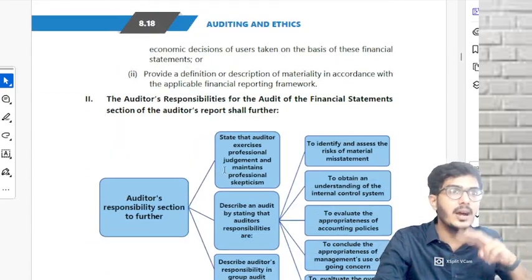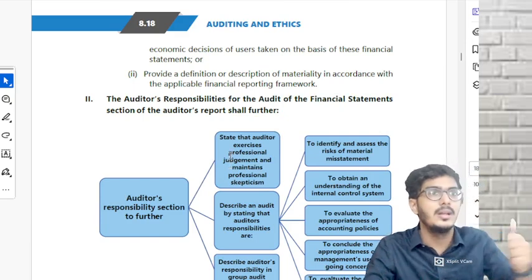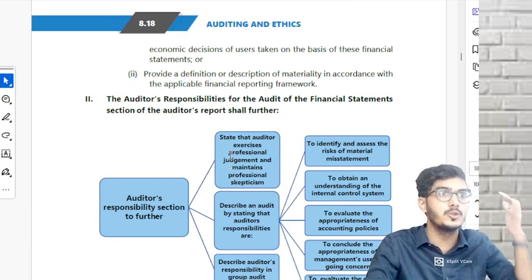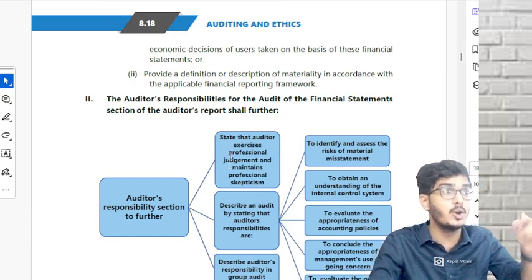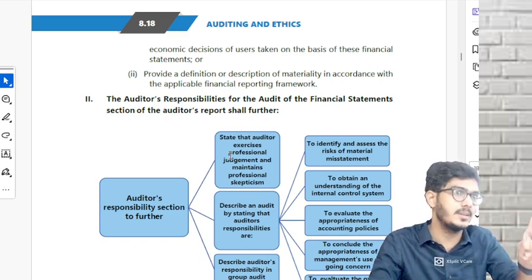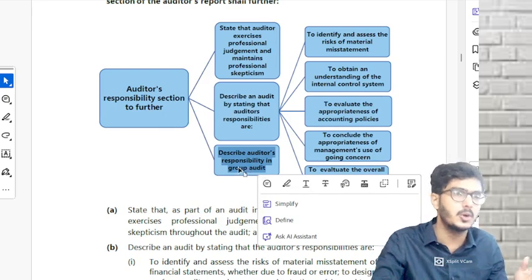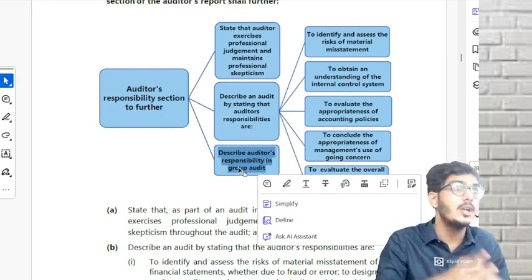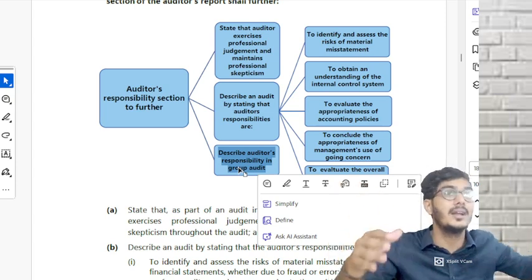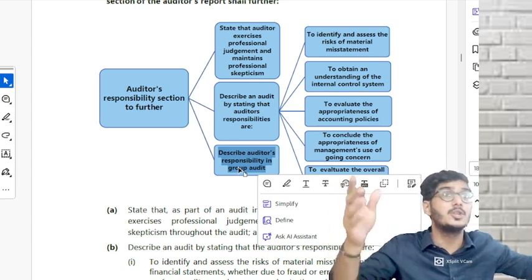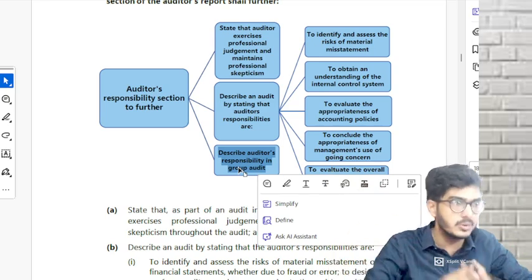Other than this, what are the other 2 responsibilities that you also know? Don't you think it is the auditor's responsibility to always use professional judgment? And second one, he always has to maintain professional skepticism. And last one, wherever there is a group audit, there is a separate responsibility. Group audit, SA 600, using the work of another auditor. Branch will be there, joint ventures will be there, associates will be there. We're going to do that also.